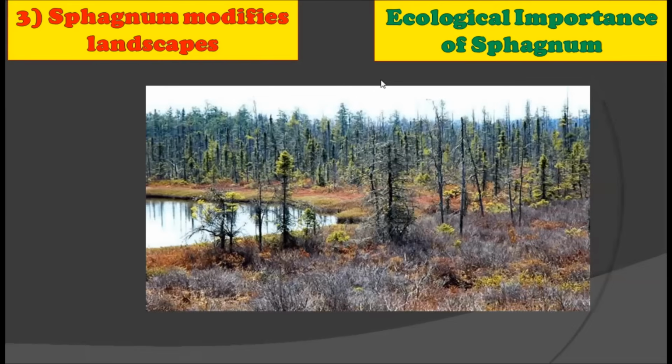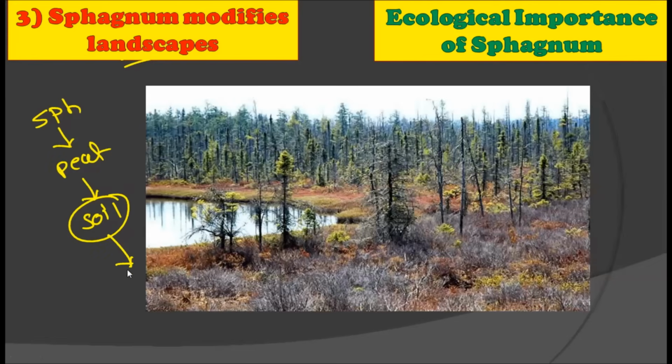All right. Now the third ecological application of the sphagnum is that the sphagnum modifies the landscape. As we have discussed earlier as well, sphagnum is responsible for the creation of peat, and peat is responsible for the creation of soil. Now due to the soil, there is a final climax community. So at the start where there is a watery body, finally we have the large ecosystem.